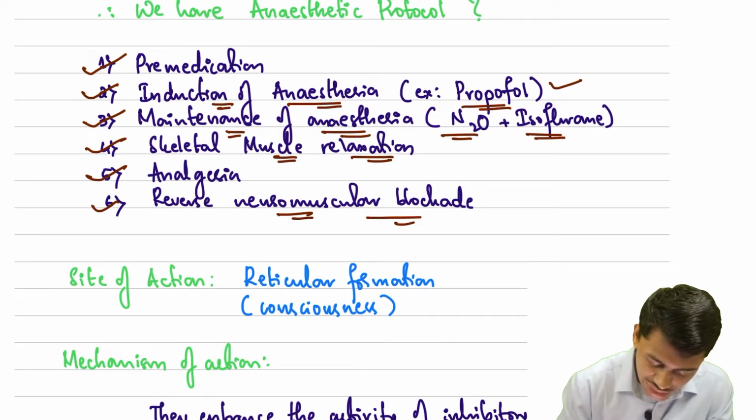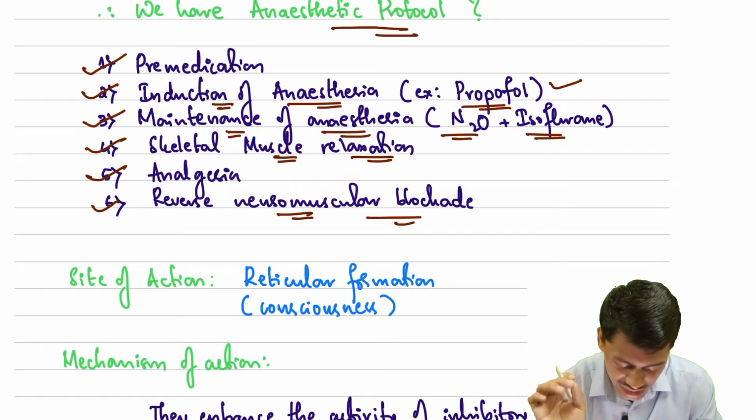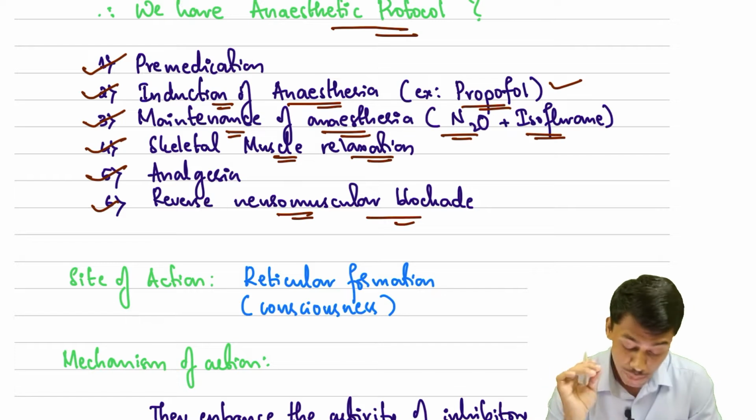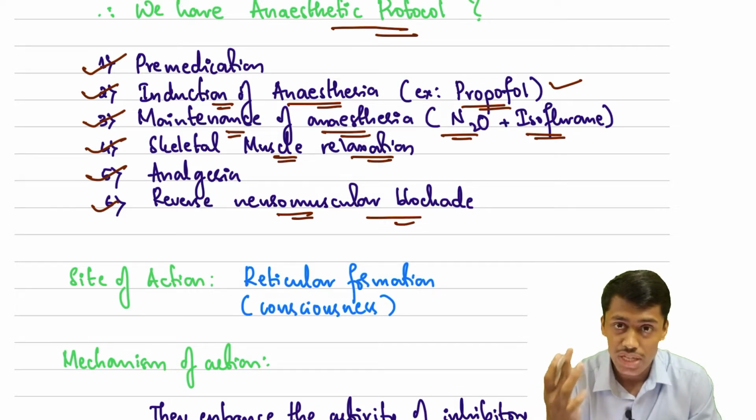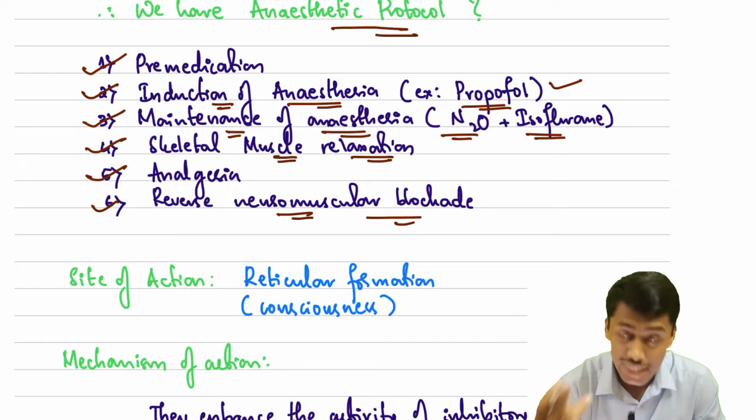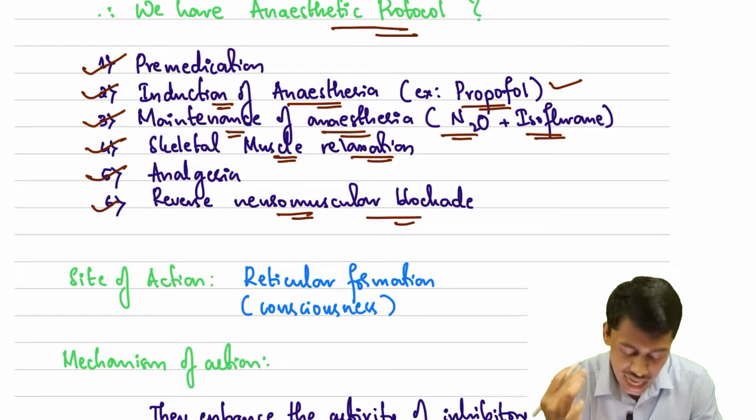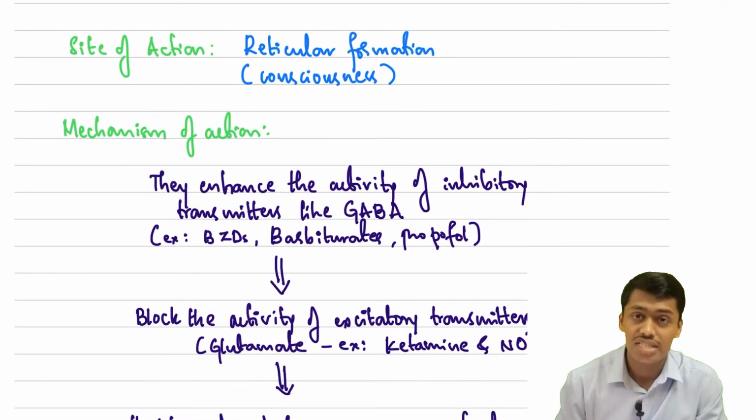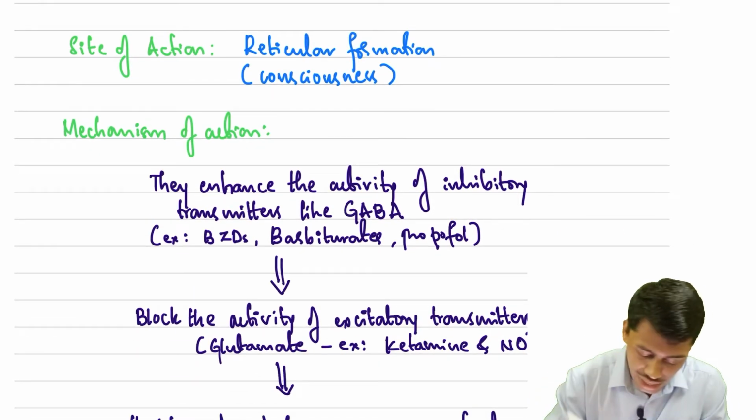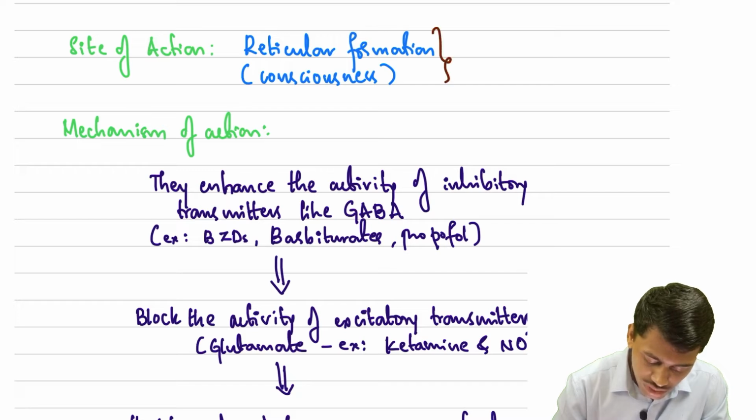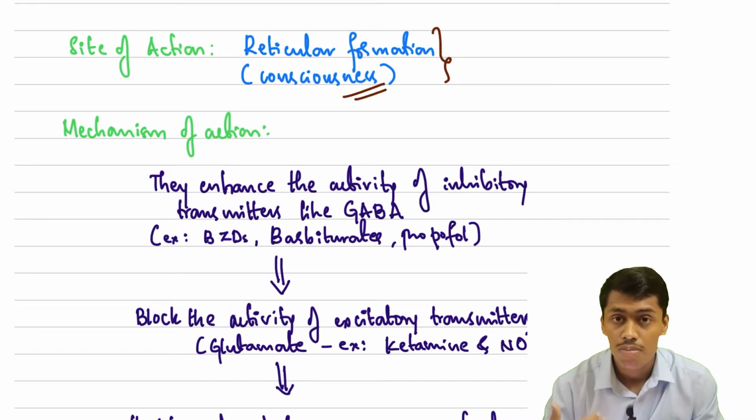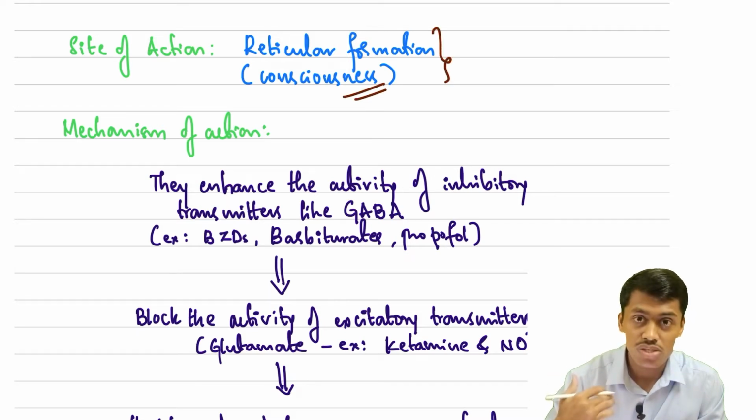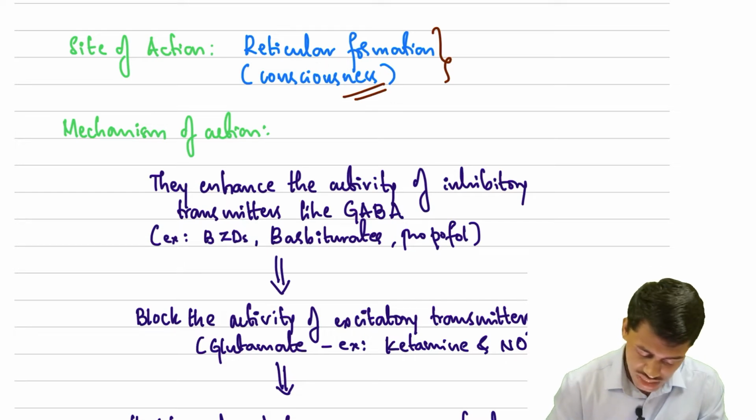So this is the anesthetic protocol, that is the pre-medication, the induction of anesthesia, maintenance of the anesthesia using nitrous oxide and isoflurane, skeletal muscle relaxation, analgesia as well as reversible neuromuscular blockade. Now let's look at the site of action of general anesthesia. General anesthetics act at the reticular formation, that is the site which maintains the consciousness of the person. So it acts there, thus putting the patient to sleep.